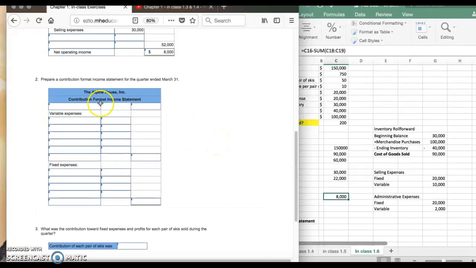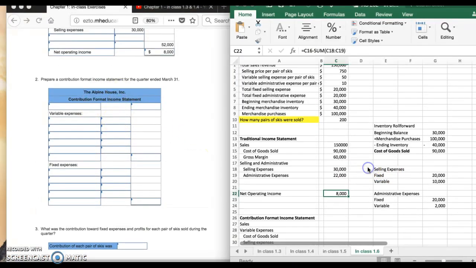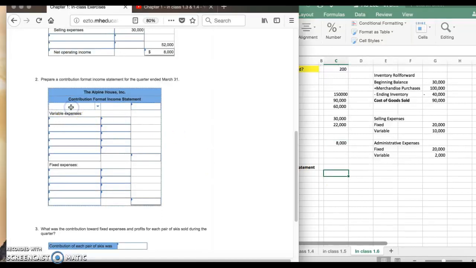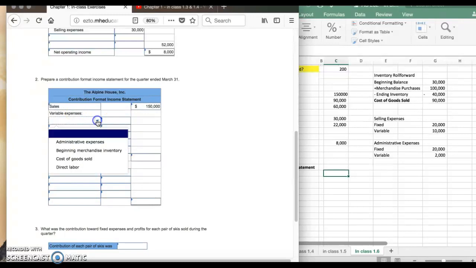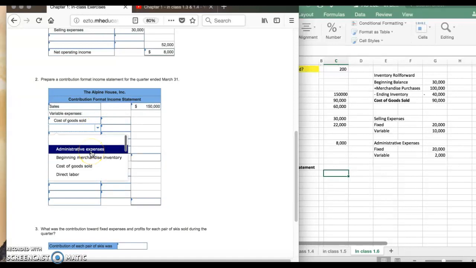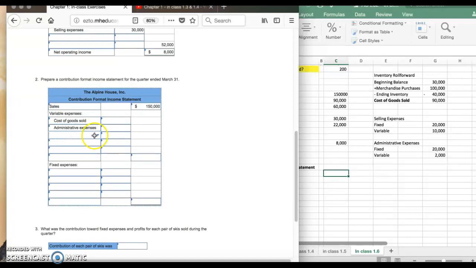So we will move on to our contribution format income statement. So we start the same way, right? So we start with sales. And our sales aren't going to change, so it's still going to be $150,000 as given. But what are we going to break out? We're going to have variable expenses. We're always going to start with cost of goods sold. We're also going to have our administrative expenses because we know there's a variable component to that. And then we're going to have our selling expenses.